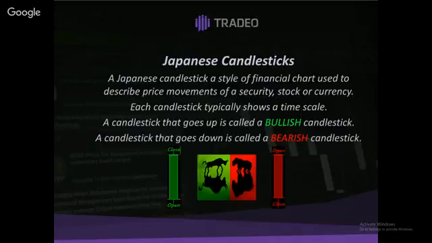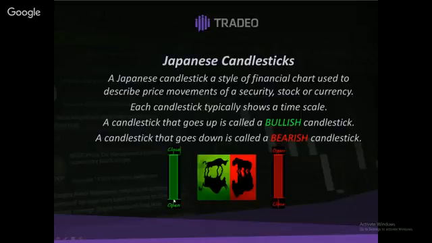A candlestick that goes up is called a bullish or a bull candle, and a candlestick that goes down is called a bear candle, a bearish candle. As you can see, there is a very nice design over here of a bull and a bear. The bull candle will open at the bottom and will close obviously at the top. Why? Because it's going up. Okay, the market goes up. The euro versus the dollar is going up.